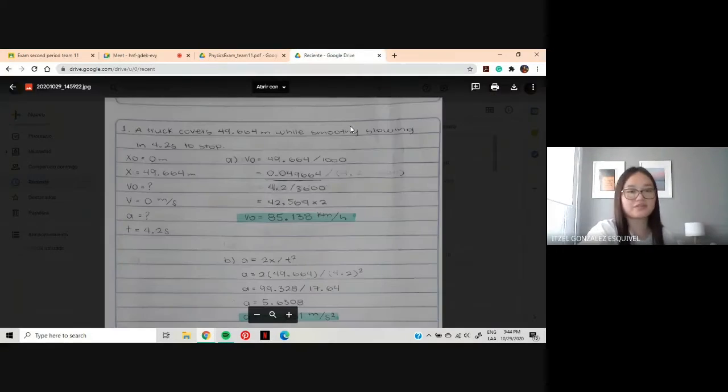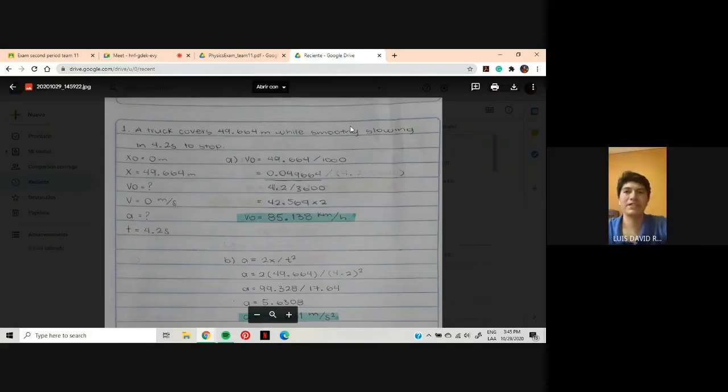Okay, so now we are going to start with our problem. The problem says that a truck covers 49,664 meters while slowing in 4.2 seconds to stop. And as Raimundo said, we need to have our values. Our initial position is 0 meters. Our final position is 49,664 meters. We don't know the initial velocity, and our final velocity is 0 meters per second. We don't know the acceleration, and the time is 4.2 seconds.